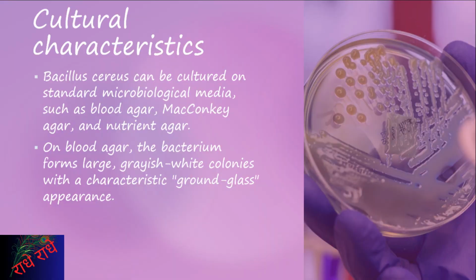Bacillus cereus is a gram-positive bacteria that can be found in various habitats. Being a facultative anaerobe, it can survive both in the presence and absence of oxygen. When cultured on standard microbiological media like blood agar and McConkey agar, it produces colonies with a distinct ground glass appearance which makes it conveniently identifiable.